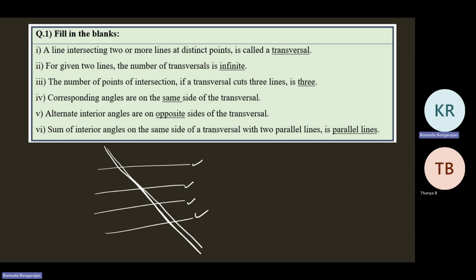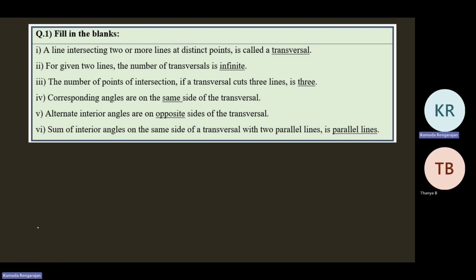So this line, which intersects two or more lines at distinct points, meaning different points, meets the first line here, second line here, third line here, fourth line here. So this line meets these four different lines at different points. That line is called a transversal. Am I clear?